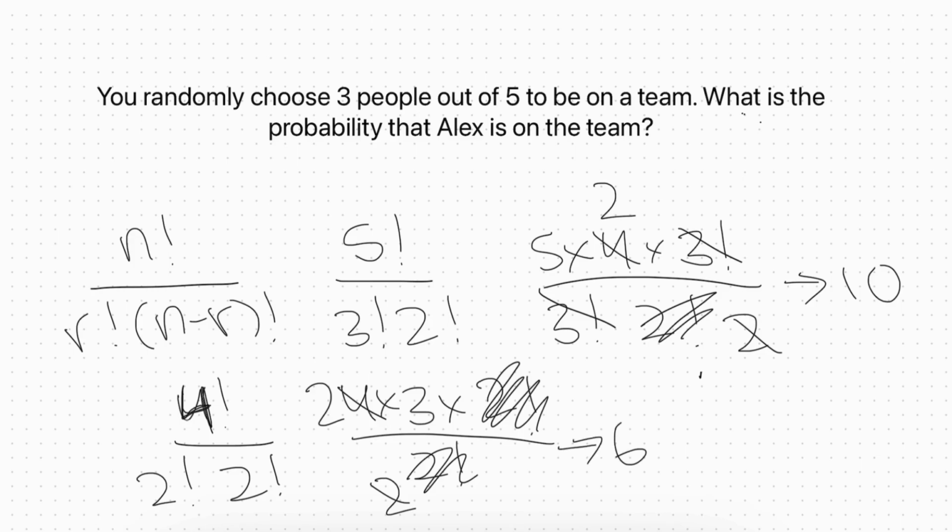So 6 is our favorable outcomes, and 10 is our total number of outcomes. When we show this as a fraction to show the probability, we write it as 6 over 10, which simplifies to 3 over 5. And that will be our answer.